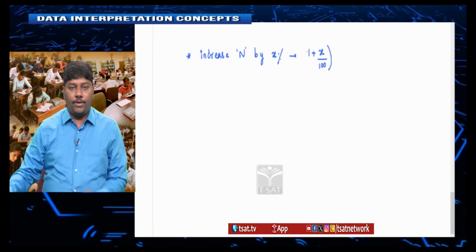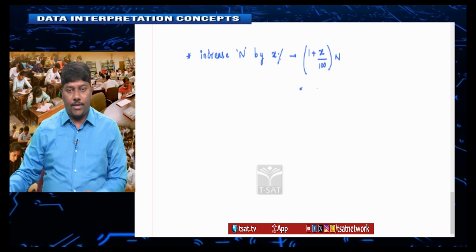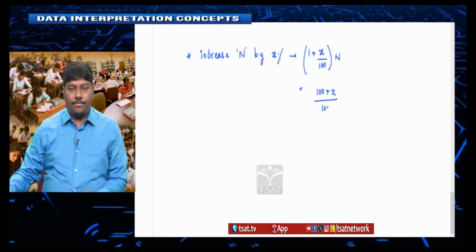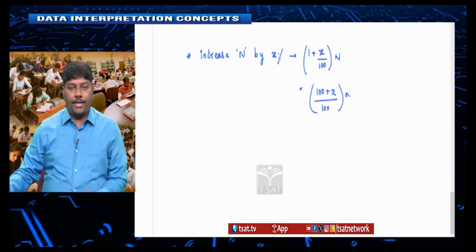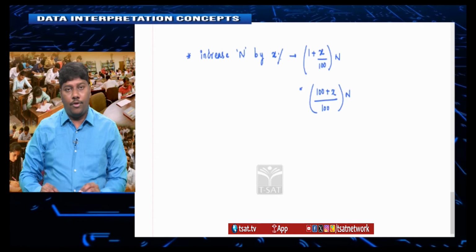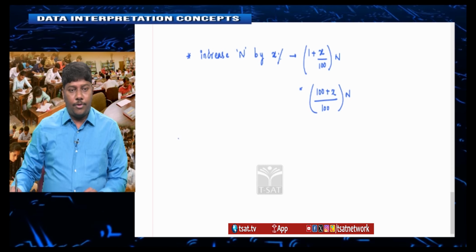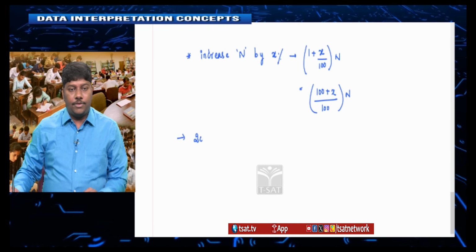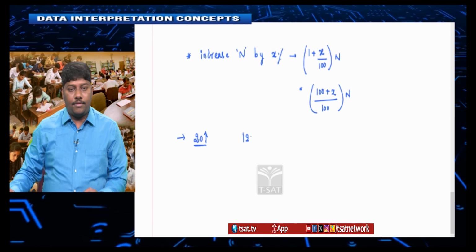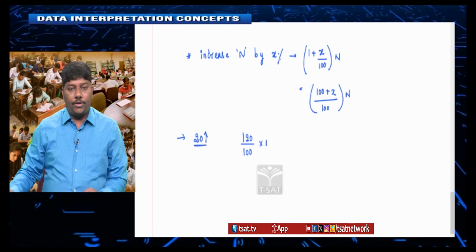You multiply that number with 1 plus X by 100, therefore the number increases by X percent, or else you can say 100 plus X by 100 into N. This is increase of a number by X percent. If you want it in more detail or a shorter way, you can go for the basics of percentages, which is explained. Now, suppose I want to increase any data by 20%, you multiply that number that you wish to increase by 120 by 100 into that number.